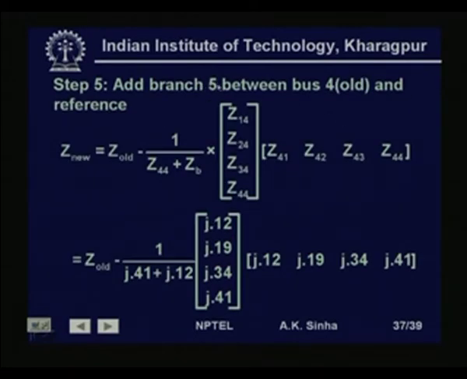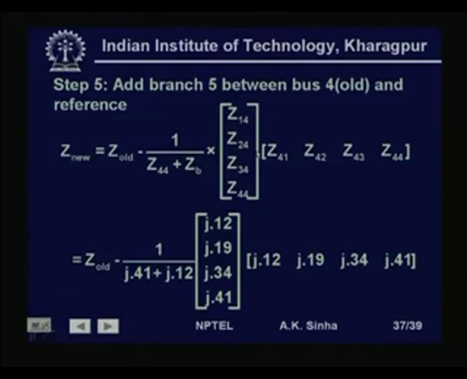Now, we are adding branch 5, which is between bus 4 and the reference, that is from an old bus to the reference. So, this is the type 3 modification that we have to do, that is from an existing bus to the reference. So, using this relationship that we had written earlier, we substitute the values here, Z old minus this. Z44 is 0.41 and ZB is 0.12, and this is the fourth row, fourth column and fourth row like this. Put the values here.